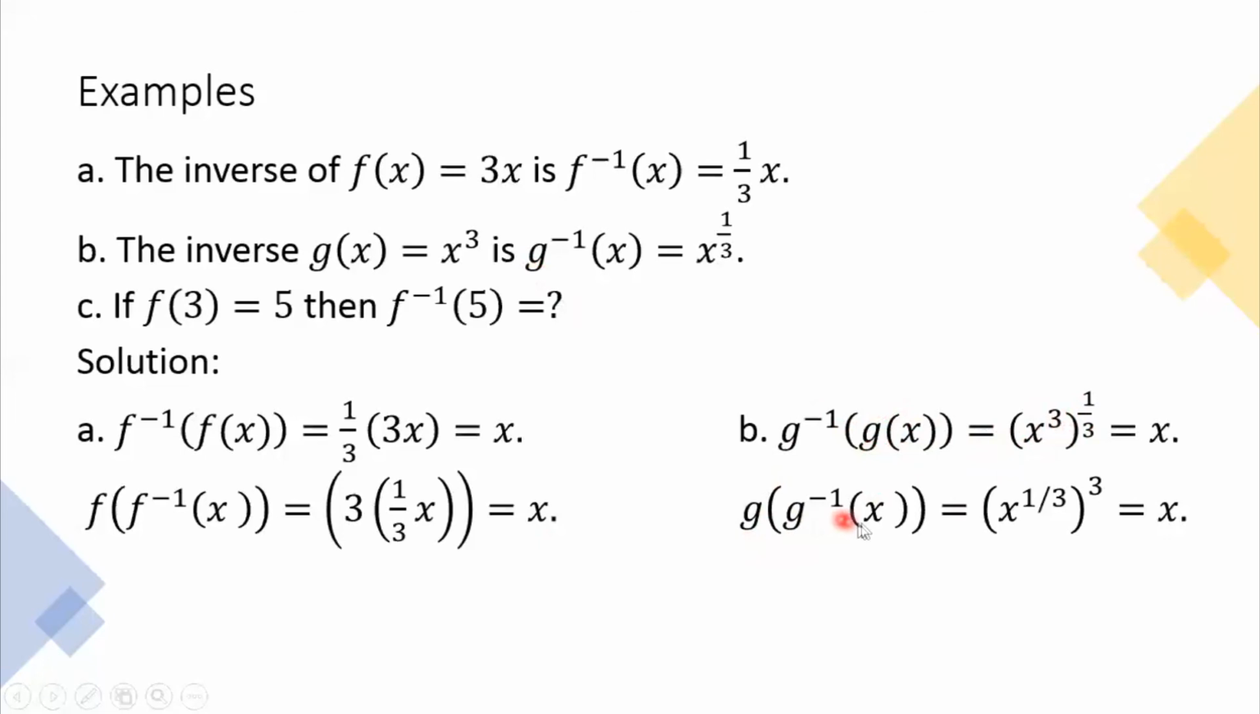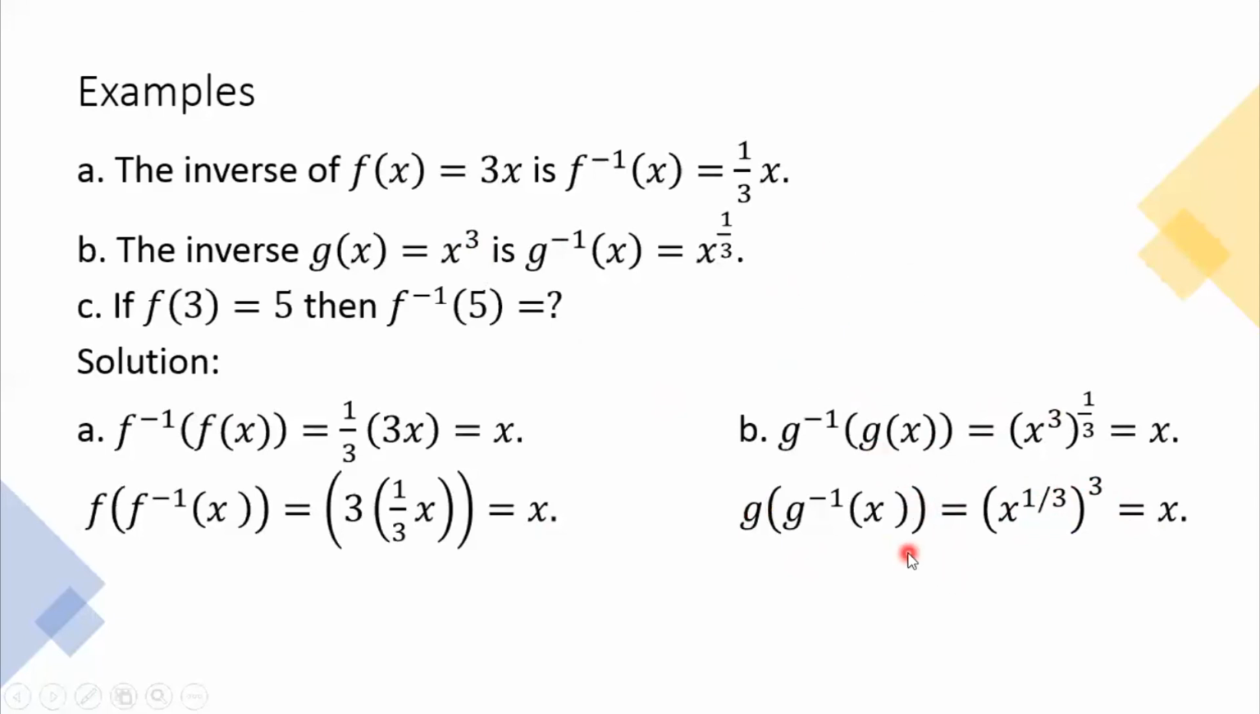G of g inverse of x. Take note, this g inverse of x is x raised to 1/3, which will be substituted to the variable in our g. So g inverse of x is x raised to 1/3, raised to 3. And the exponent is just equal to 1 because 3 over 3 is 1. So we have x. Therefore, we have satisfied the two conditions. Hence, we can say that the two functions are inverse functions.